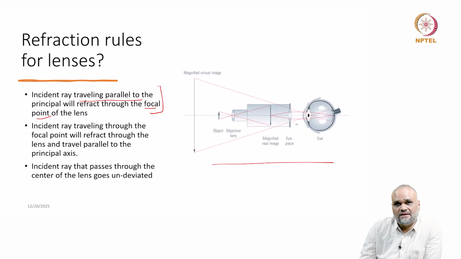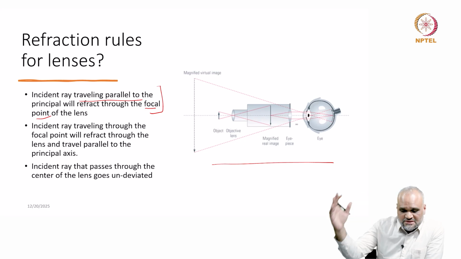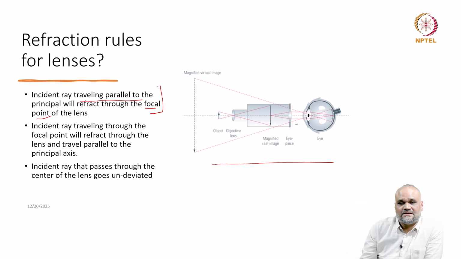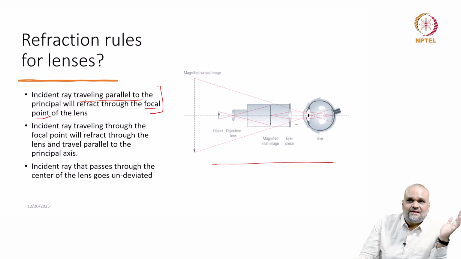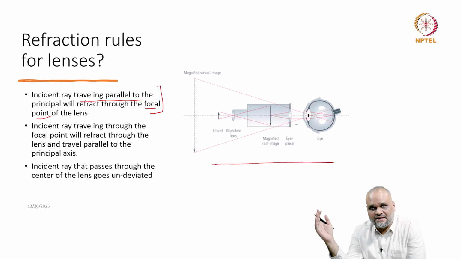focal plane. We'll see that one of the perspectives that you need to change when I think from a conventional optical microscope to an electron microscope is the rays that are traveling are converging not just at a point but at a plane. So you have an array of convergent points at the focal plane of a lens. Next, you have an incident ray traveling through the focal point. It will refract through the lens and travel along the principal axis. So, the vice versa. If I have a parallel ray, it converges at a focal plane.